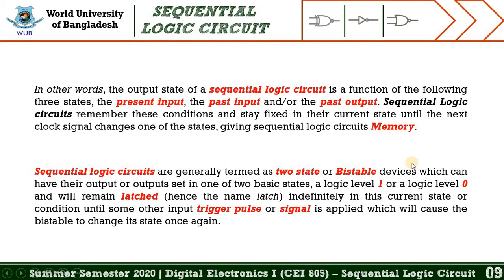Sequential logic circuits are generally termed as two-state or bistable devices, which can have their output or outputs set in one of two basic states, a logic level 1 or a logic level 0, and will remain latched, hence the name latch, indefinitely in this current state or condition until some other input trigger, pulse or signal is applied, which will cause the bistable to change its state once again.